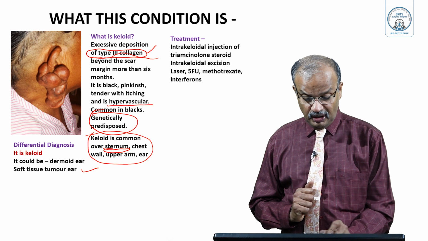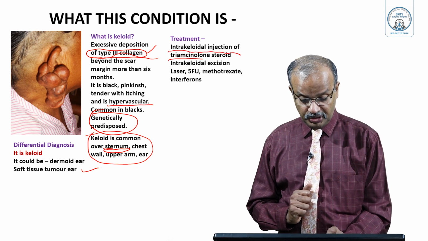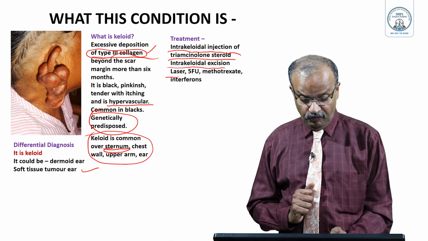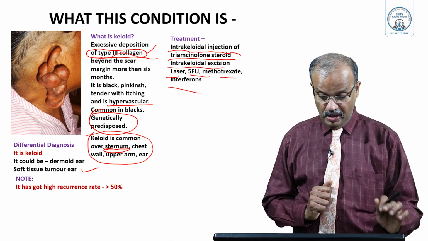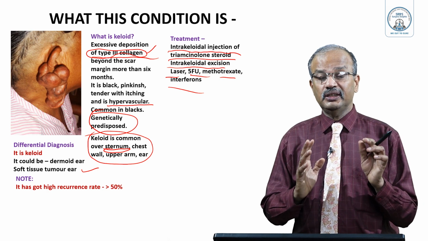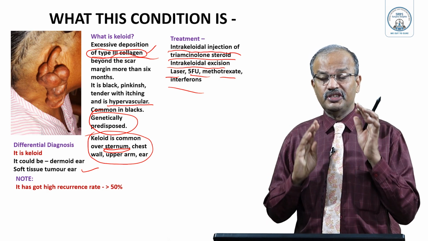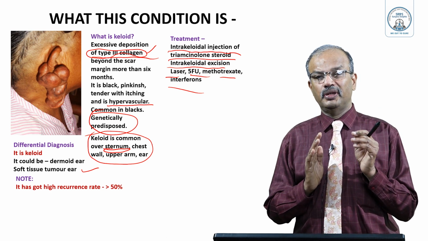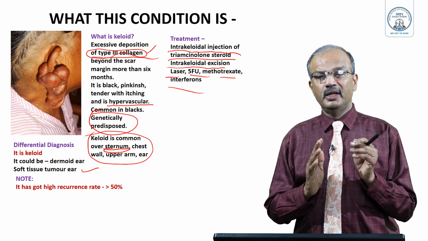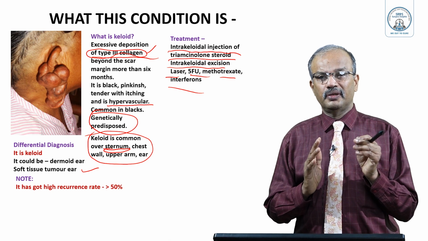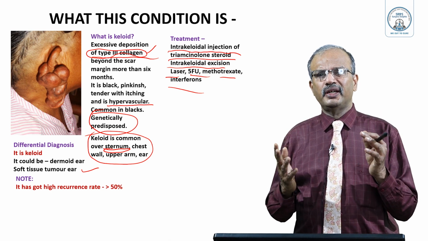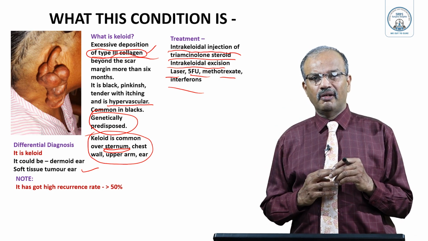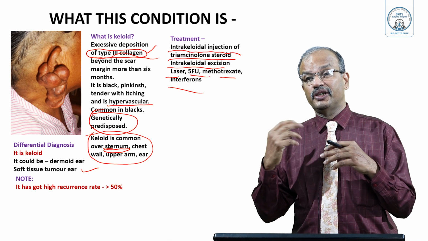Now what is the treatment? Intralesional injection of triamcinolone steroid is the ideal treatment. Excision, laser, and 5FU can also be used, but excision and suturing will cause high recurrence. Just excision should not be done. Ideal is intralesional injection. Triamcinolone can be injected along with xylocaine solution into the keloid, usually once in 10 days; 4 to 8 injections will make it regress. After giving the injection, you can continue the injections.